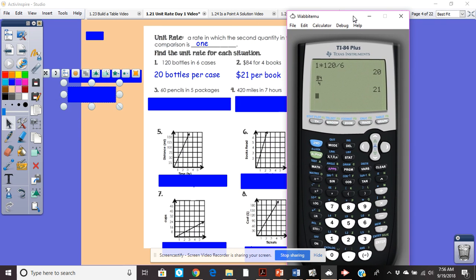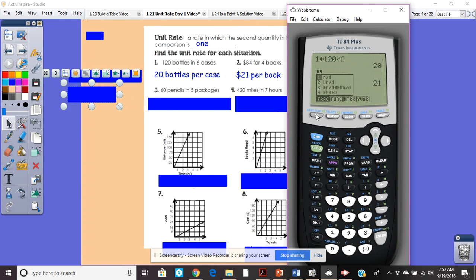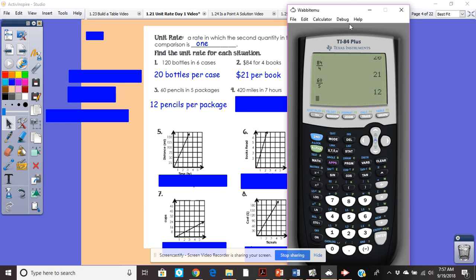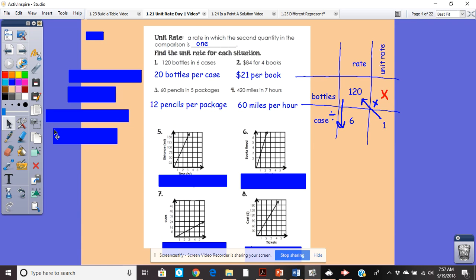So on this next one, I've got 60 pencils in 5 packages. So I want to know how many pencils are in one package, which means I would put packages on the bottom of my fraction. And here I get 12. So there would be 12 pencils per package. And the last one is 420 miles in 7 hours. So 420 would go on the top because I want to know how far we travel in 1 hour. So I would put hours on the bottom. And here I get 60. So 60 miles per hour.